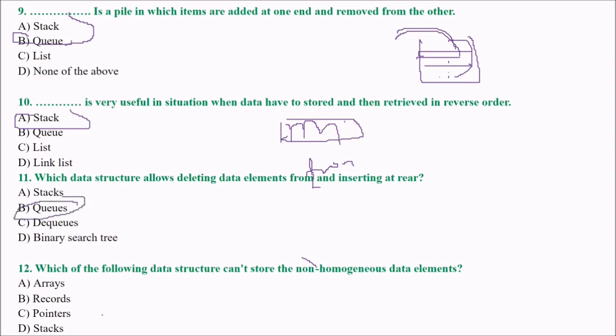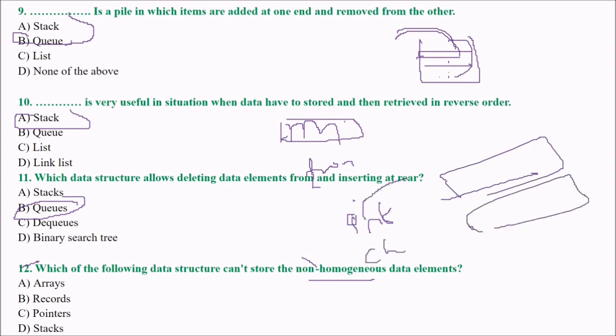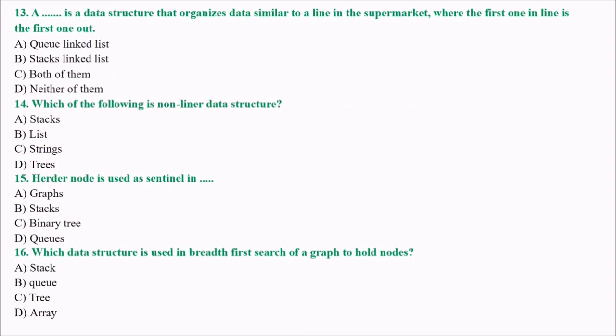Okay. Then next is which of the following data structure can't store the non-homogeneous data elements? Non-homogeneous, that means homogeneous means say we are having integer numbers. All integers, these are homogeneous. All characters are homogeneous. But you want to place integer here and character also. This is non-homogeneous. So the answer here is arrays. Arrays can only have homogeneous data element. So we'll go with A.